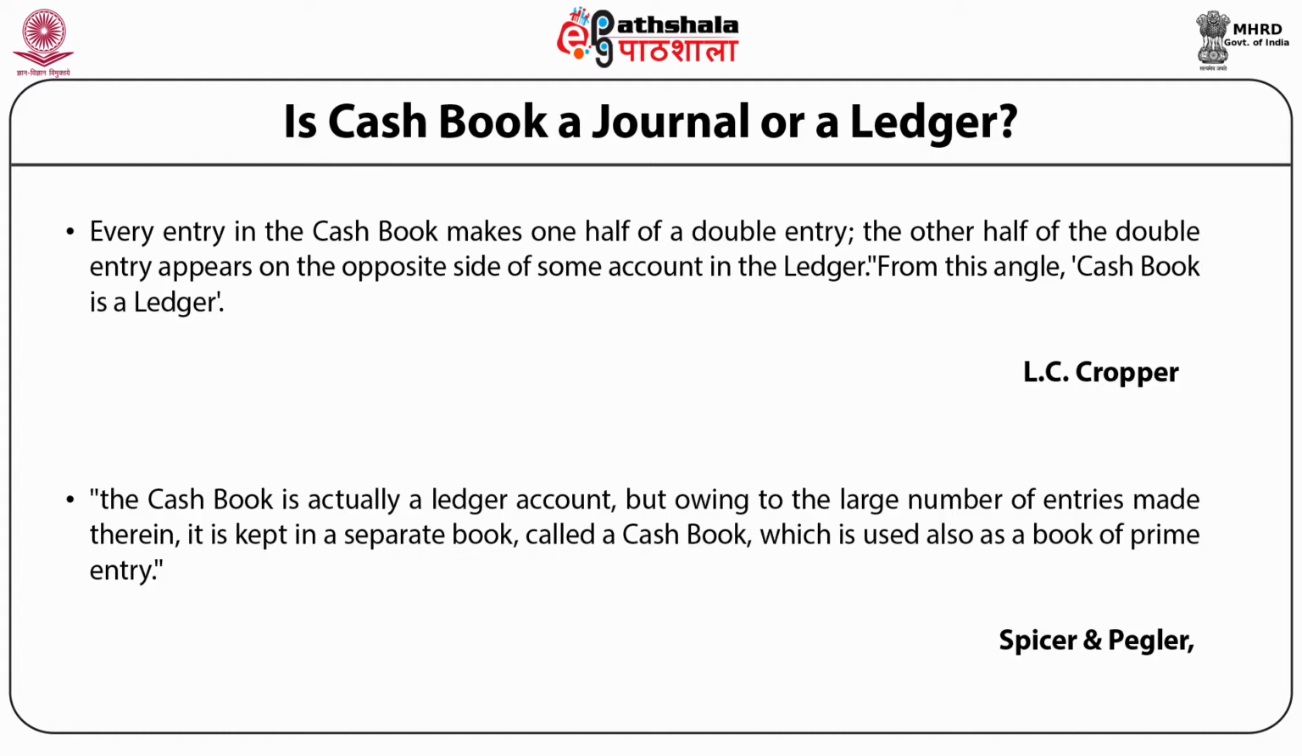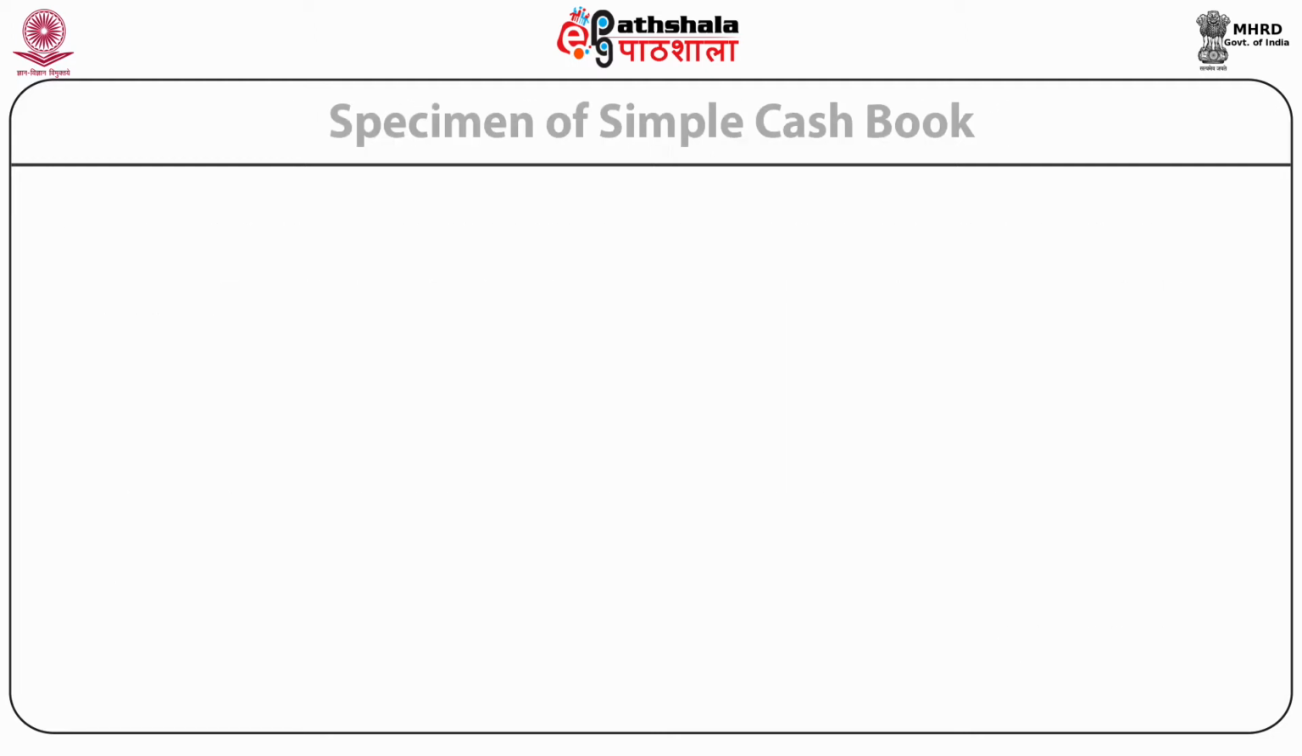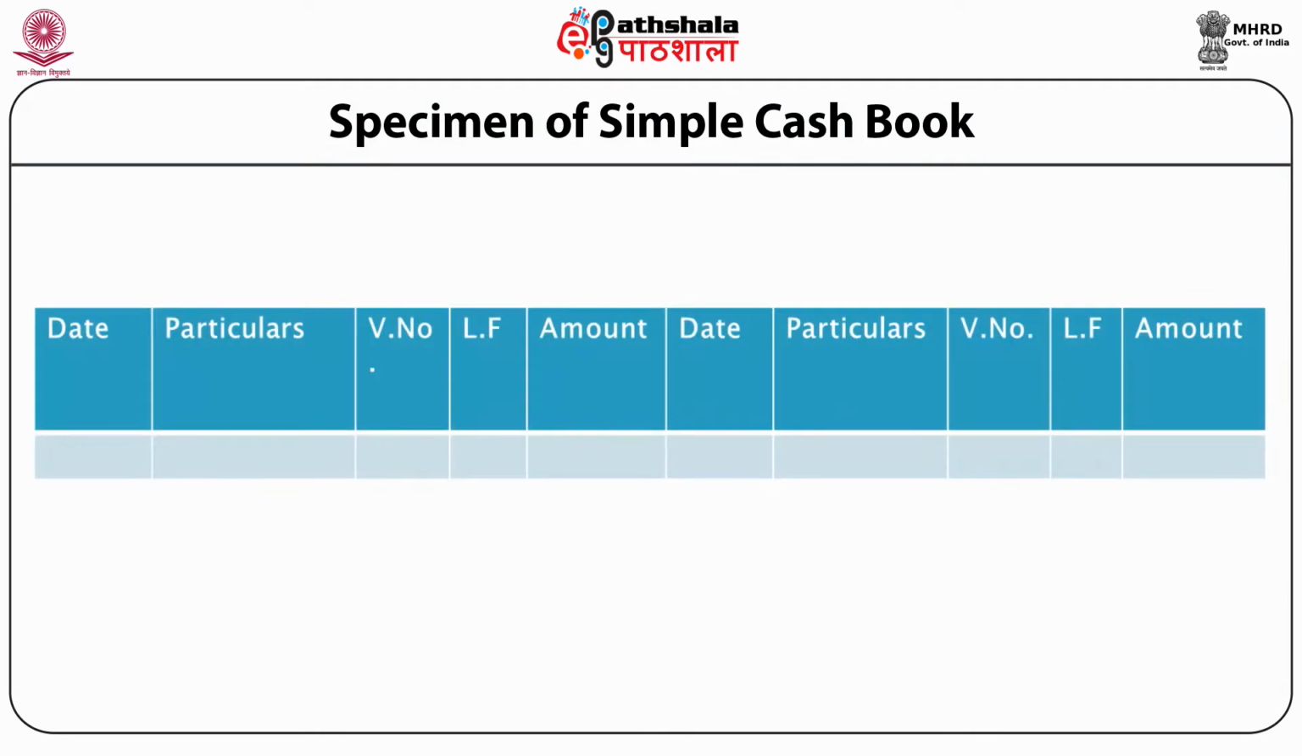Similarity of cash book with journal. Number 1. Cash transactions are recorded in the cash book at the time of origin. Number 2. Transactions are recorded date-wise. Number 3. The cash book contains a ledger folio as in the journal. Number 4. Narration is given for each entry. If we can understand the specimen of a simple cash book, we will be able to understand all these points.